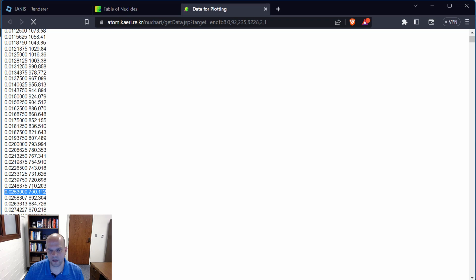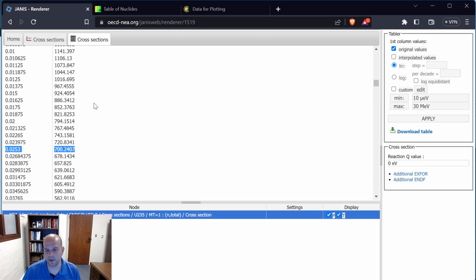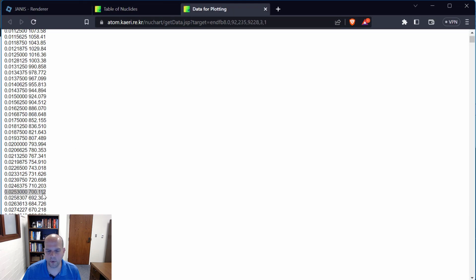And so I have a slightly different number, which is interesting and maybe alarming. I'm using the same database. This one was 700.24, this one is 700.11. And so we're talking about 1 unit in 7,000 units. And so the difference here is minimal.